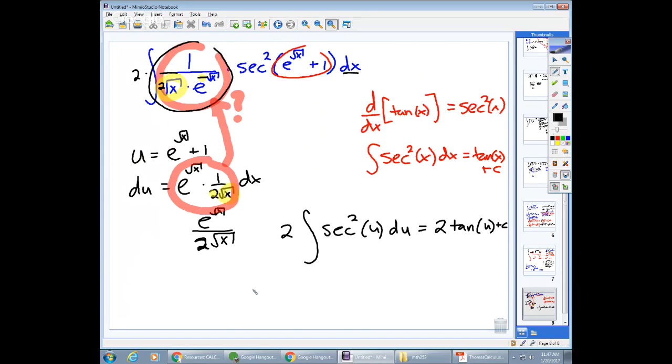And then we back substitute. So we think a general antiderivative here is twice the tangent of e to the square root of x plus 1, close parentheses, and then plus c. And we could check that by taking the derivative of this right here and showing that we get that blue stuff above.